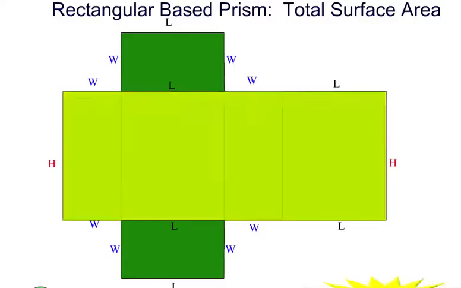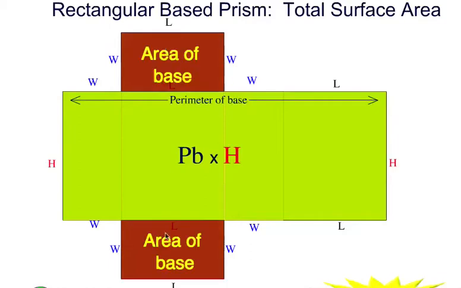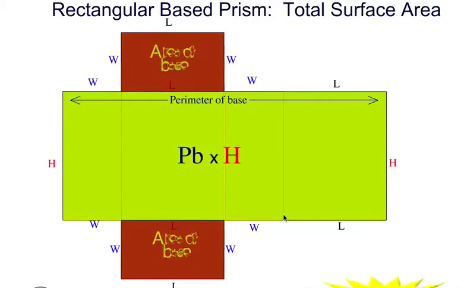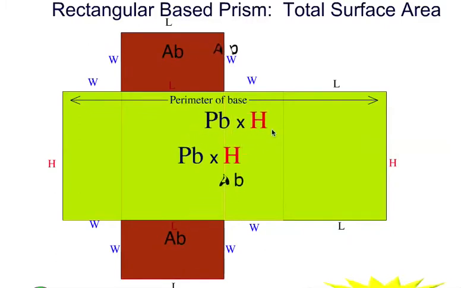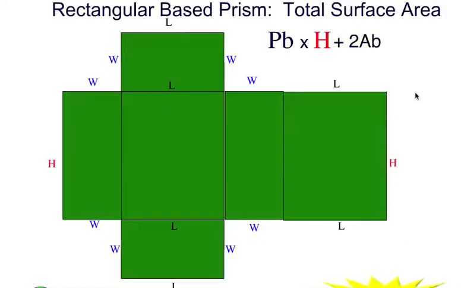So let's have a look. This is the perimeter of the base, so the area of this big rectangle is perimeter of the base times the height. These two rectangles are the same, so we just call them the area of the base. I like to abbreviate that with AB. So the total surface area is going to be the perimeter of the base times the height plus 2 times the area of the base. And that's it. Let's look at an example.